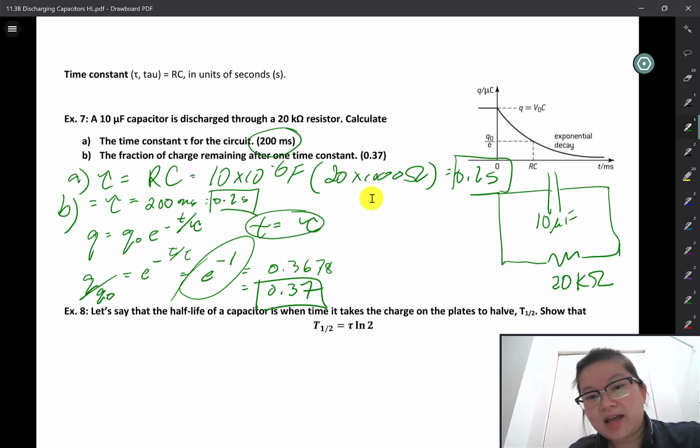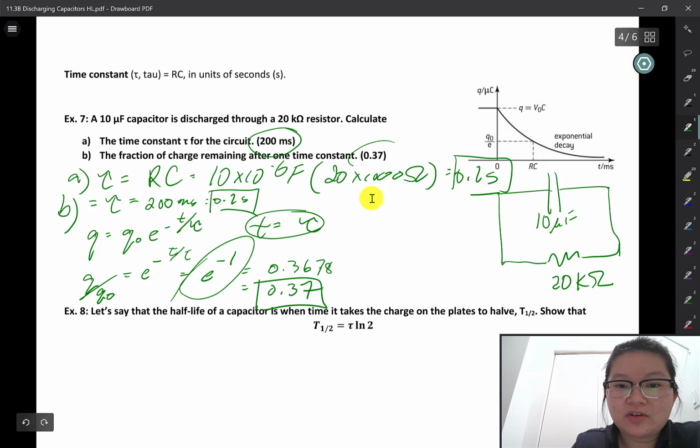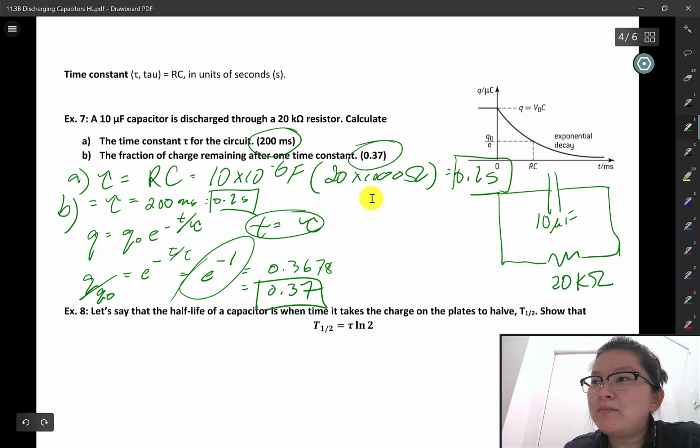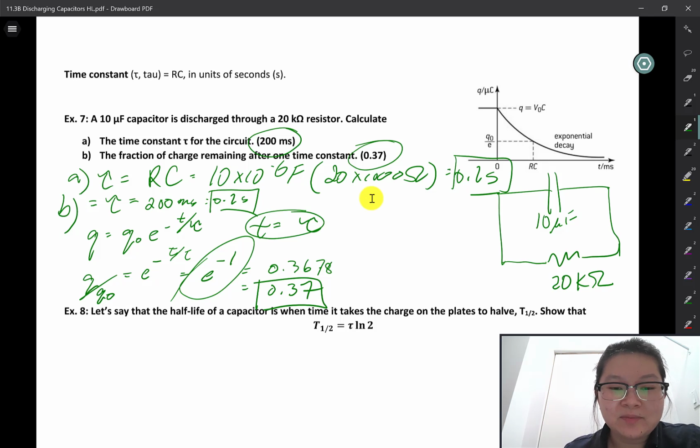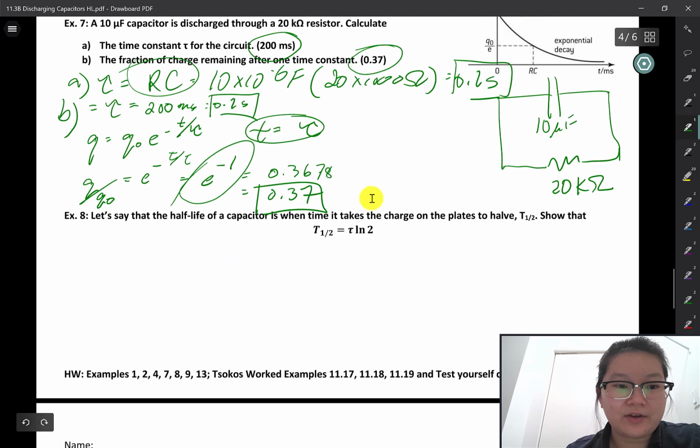So that's just another part of the definition of the time constant. It also means the amount of time it takes for the amount of charge to drop to 37% of its original. So that's something interesting to talk about with the time constant. It's not just RC, it's also the time for the charge to decrease to a certain value.